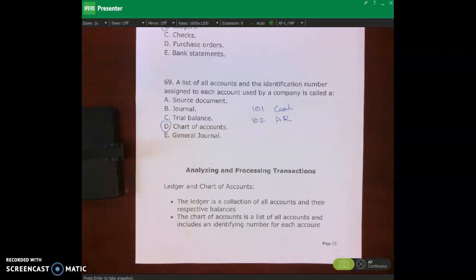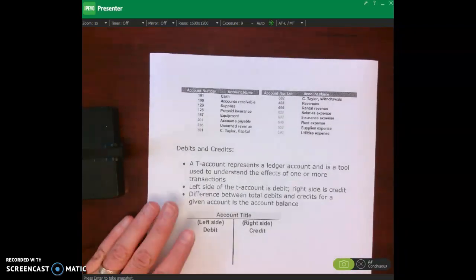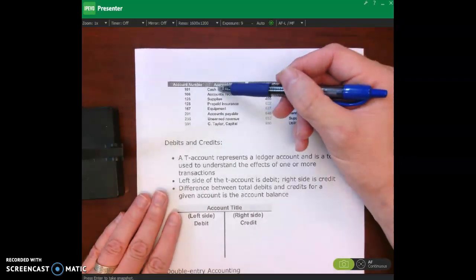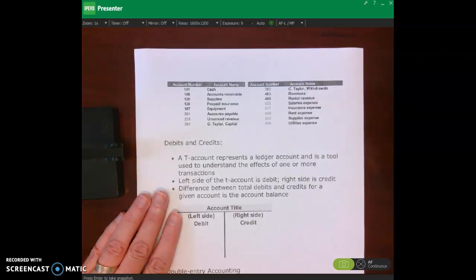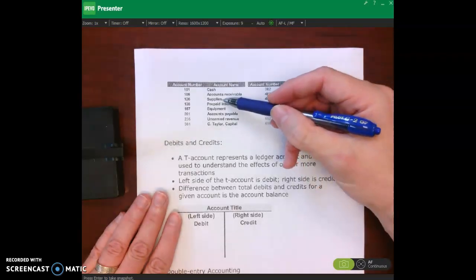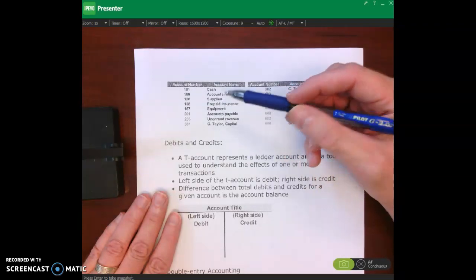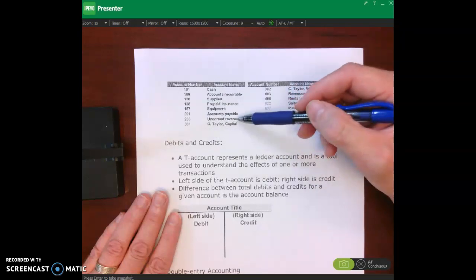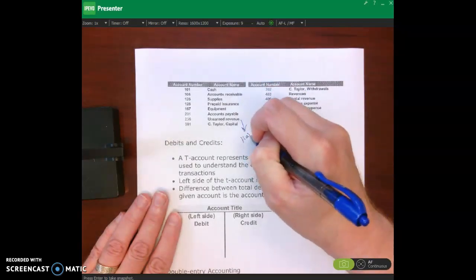So if we look on this next page, for example, we see with this figure, we have account number 101, that is cash. Account number 102 is accounts receivable. Account number 126 is supplies, 128 is prepaid, 167 insurance, 201 is accounts payable, 236 unearned revenue. Remember, unearned revenue is a liability.